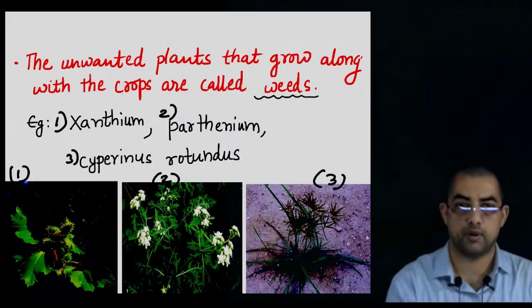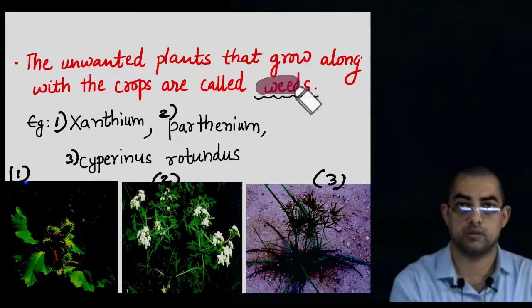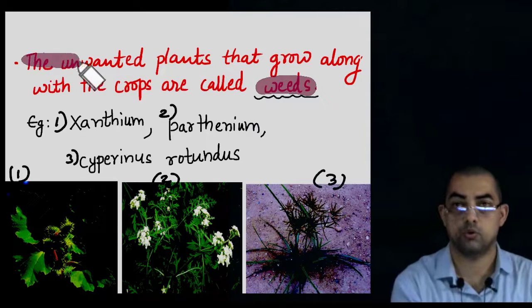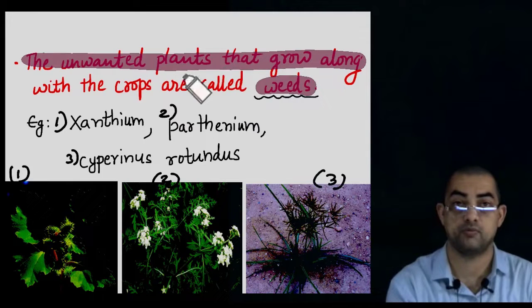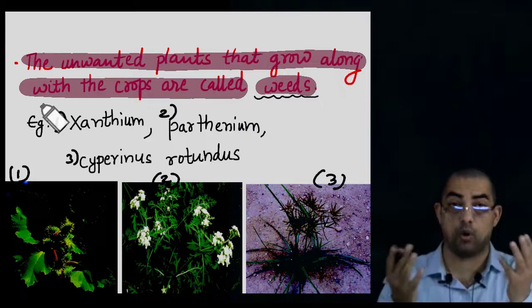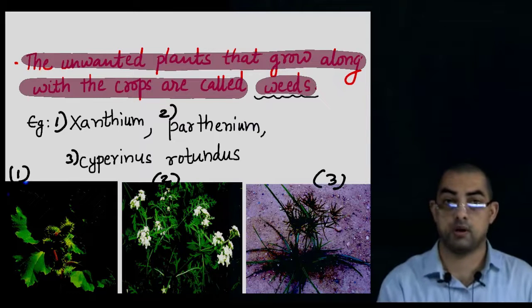So what are weeds? If somebody asks you what is a weed, we can say the unwanted plants that grow along with the crops are called weeds. So you should know the definition. They are the unwanted plants. We have not planted them along with our crop, but they come on their own. Okay, so they are called the weeds.